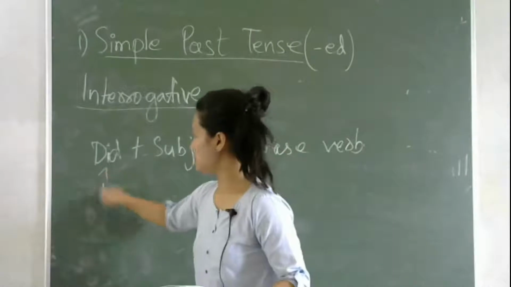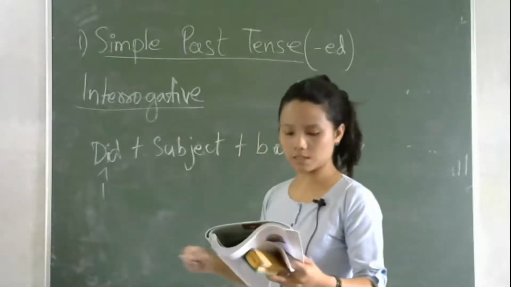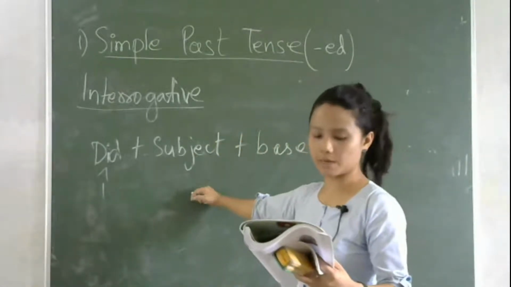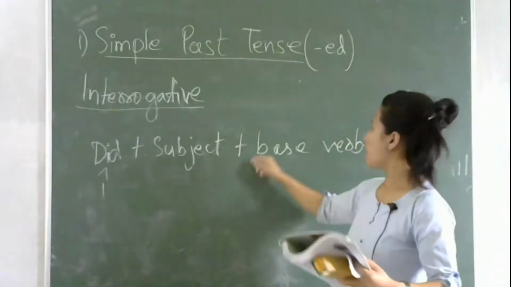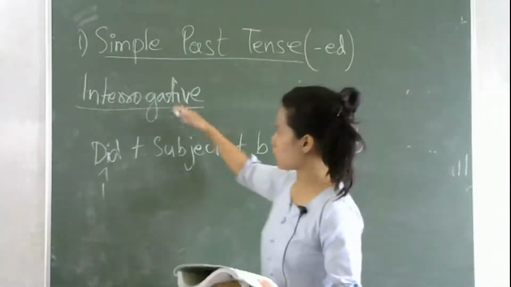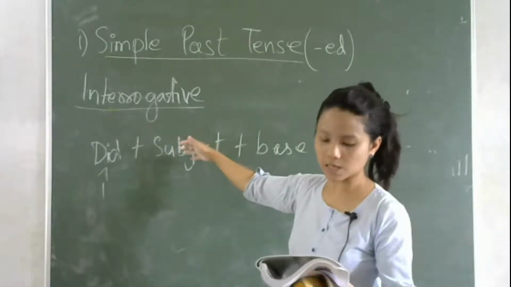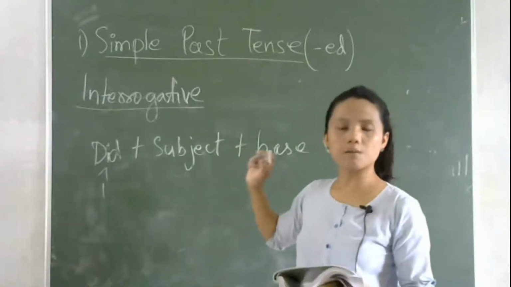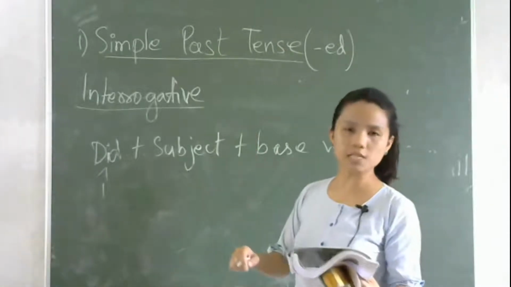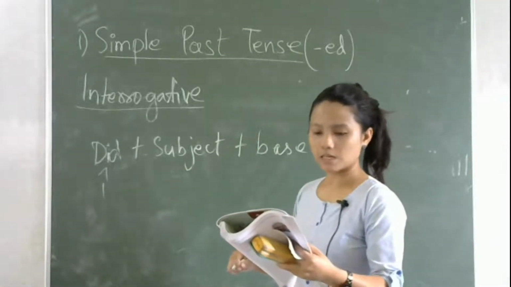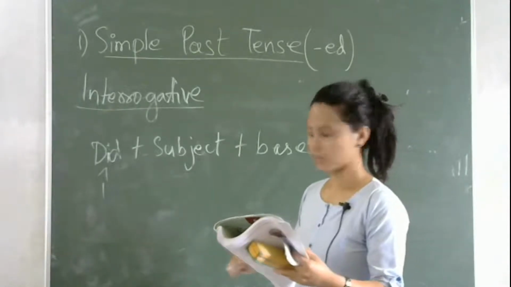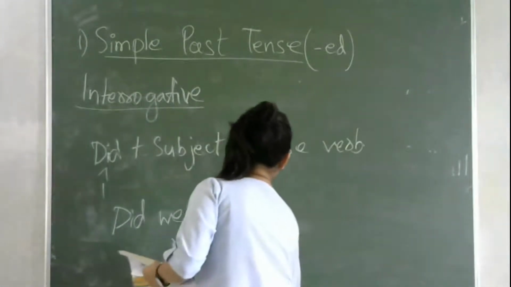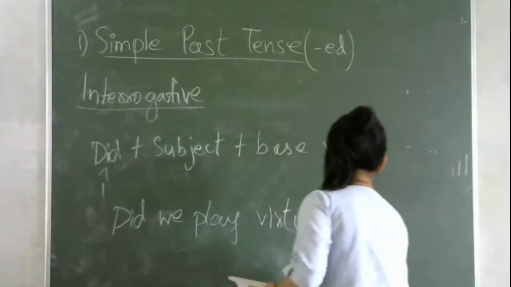What is "did"? Did is a question word. I'm not writing it since it's already given in the book. Then comes the subject. The subject can be anything like I, we, he, she. And then the base verb, the main verb. We have seen that in negative and interrogative sentences, when we form a sentence or ask a question, the verb always turns into the first form. Let us see. Did we play virtual football?